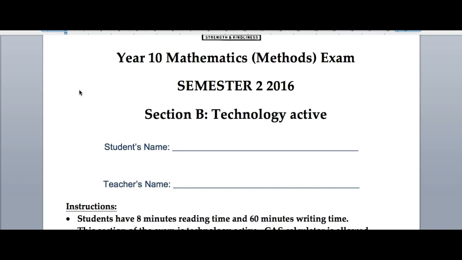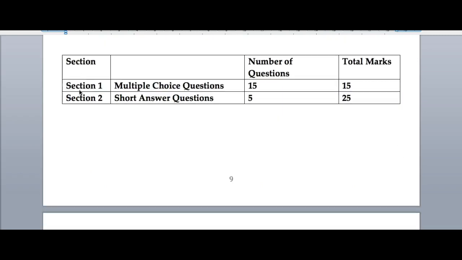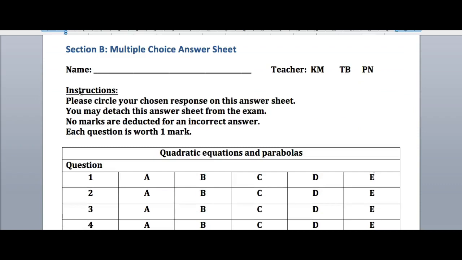Okay, so second one, a little bit longer. You are allowed your calculator this time and your bound reference. A good student wouldn't really rely on the bound reference, so make sure that you go in confident that your bound reference is there, but you shouldn't be flicking through it all the time.